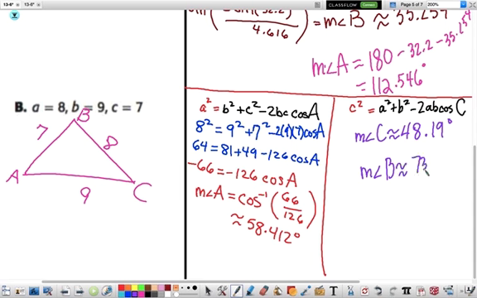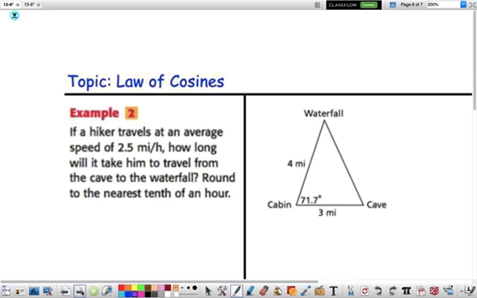Roughly 73.398. All right. Is there anything confusing you about these two problems? Side angle side, side side side. Okay, so I take that as a no. So let's do one word problem.